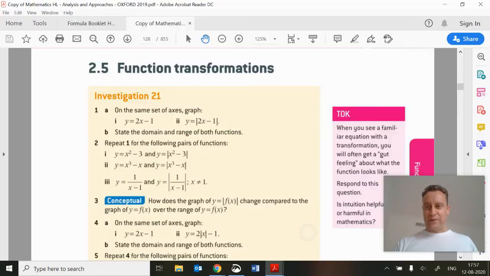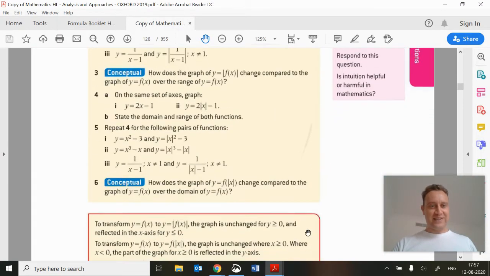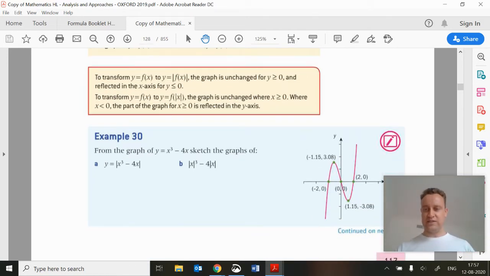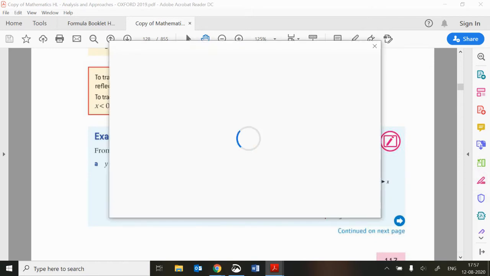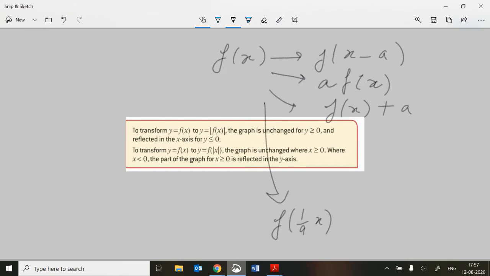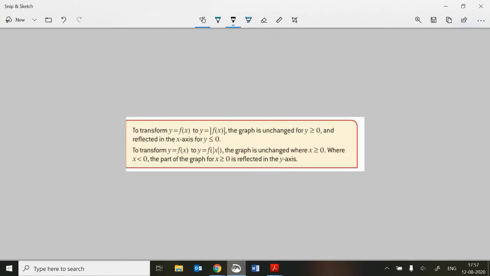Okay, anyway, that's not what this exercise is about. This exercise is actually about transforming using the modulus sign. Okay, so I've taken this one here. It's just giving us a little definition, and actually this one's pretty easy to deal with graphically, but it's saying that if you take the modulus of a function, then anything which is above the x-axis doesn't change.